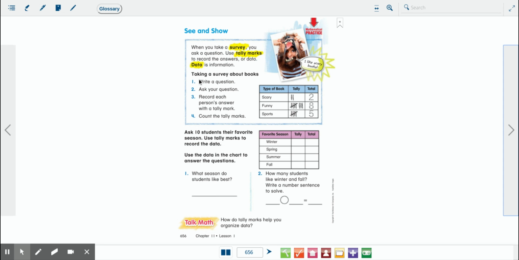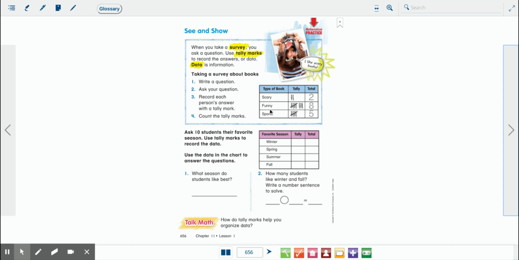So when you take a survey, well, this one, they're taking a survey about books. You write a question. You have to ask your question to people, and then you record each person's answer with a tally mark. Then you can go back and total. So this student chose to ask people if they liked scary books, funny books, or books about sports. So let's see how many people chose scary books. 1, 2 tally marks.